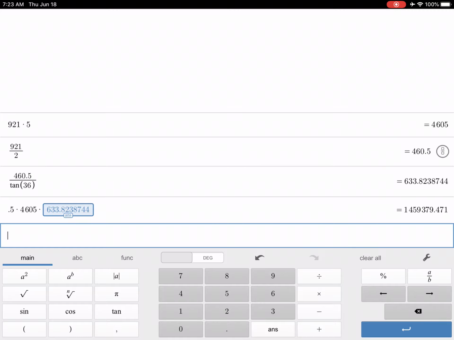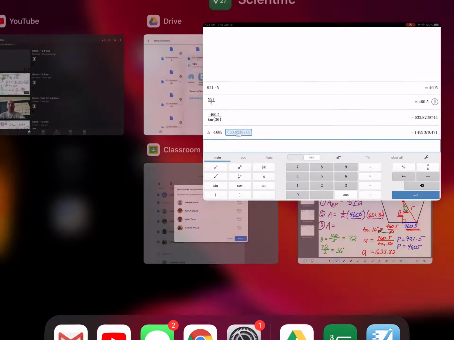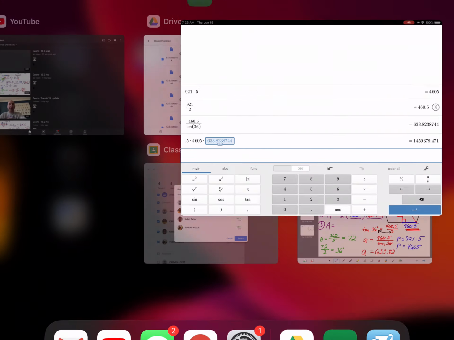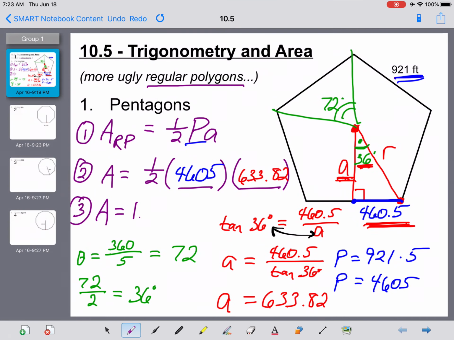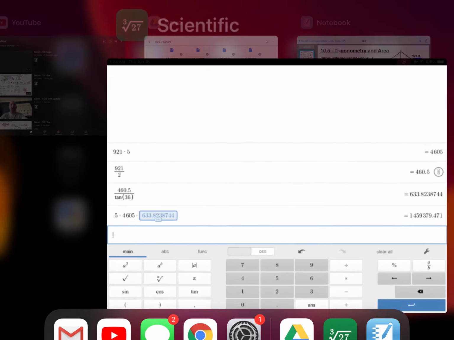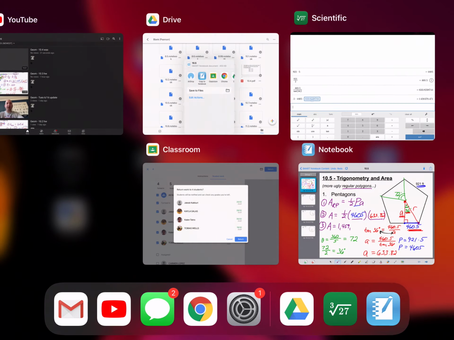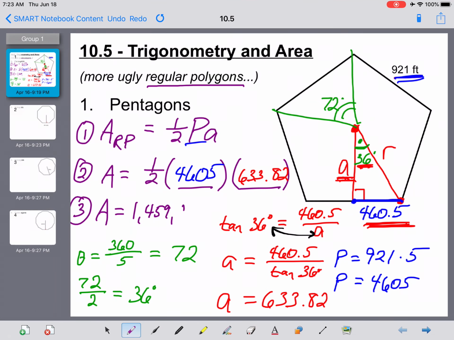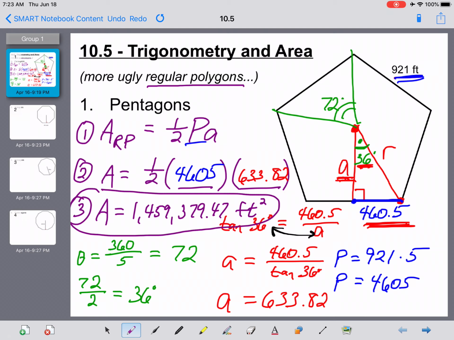1,459,379.471. I think we can probably round, well, I usually like to round to the nearest hundredth. So 1,459,379.47. Everything was measured in feet here, so this area is going to be in square feet. Okay, and there's our answer to that one.